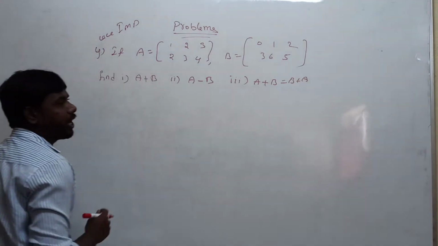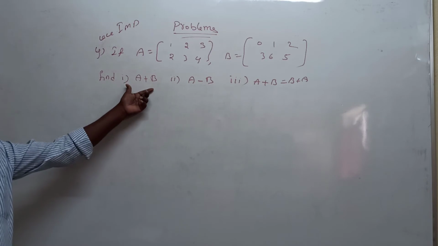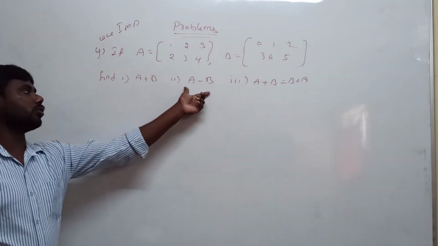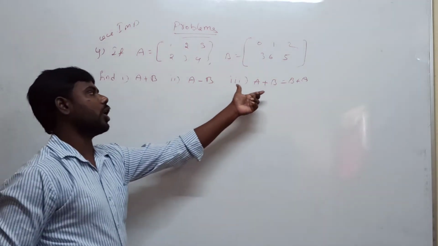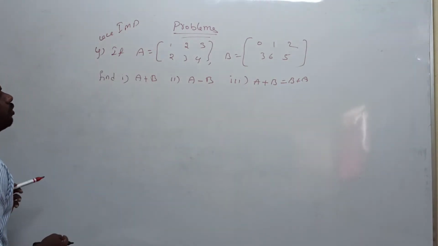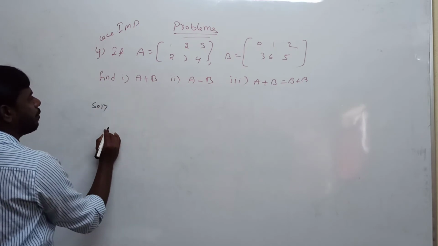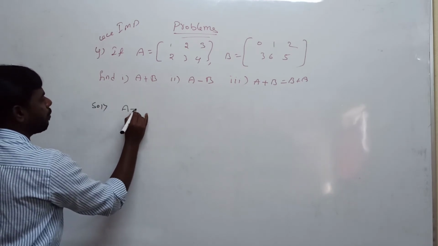So they are given two matrices, A matrix and B matrix. To find, the first one is A plus B we have to calculate. Second, we have to subtract the two matrices. Third, we have to prove that the LHS part is equal to the RHS part. How to find the first one? What is the first one? A plus B.